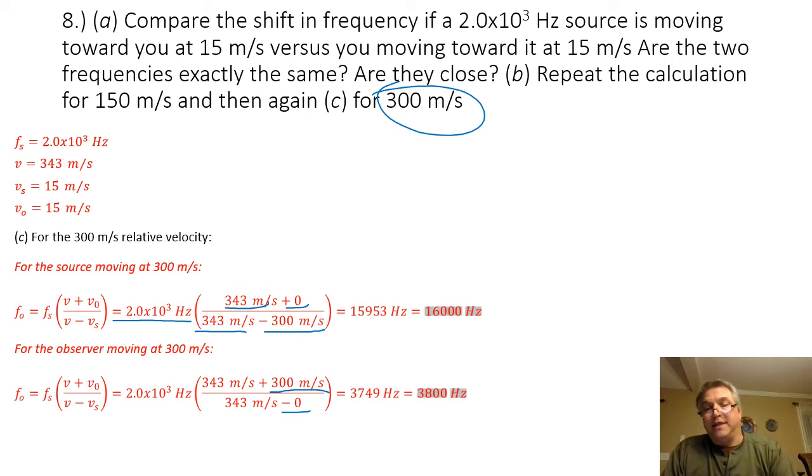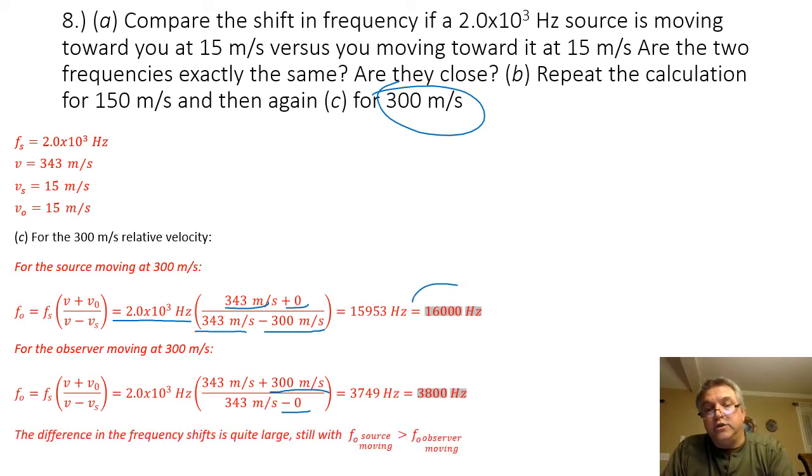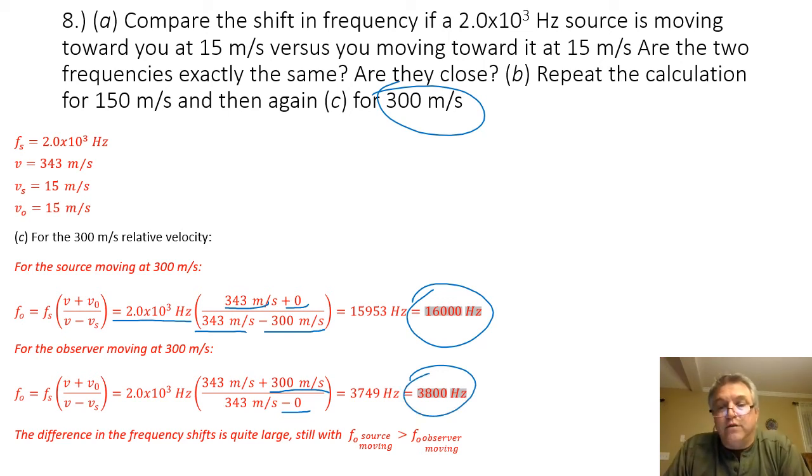But regardless, I think you can see that by increasing the speed now to 300 meters per second, the change or the difference in the two frequencies has increased even more. So the faster you are moving, the greater that discrepancy is.